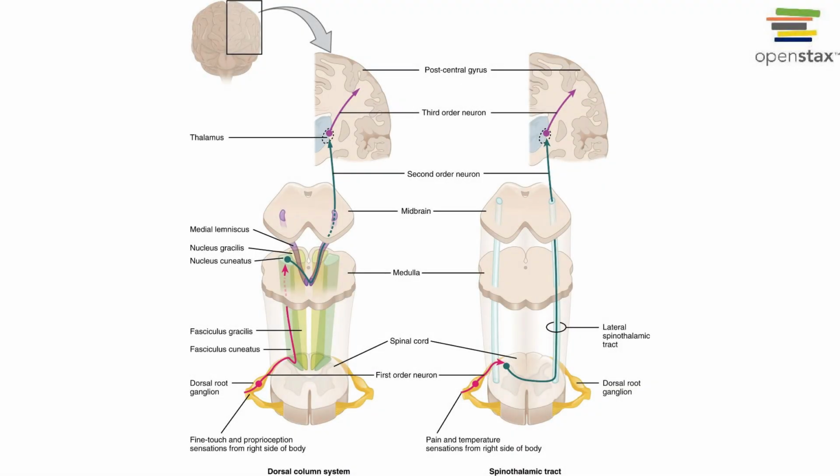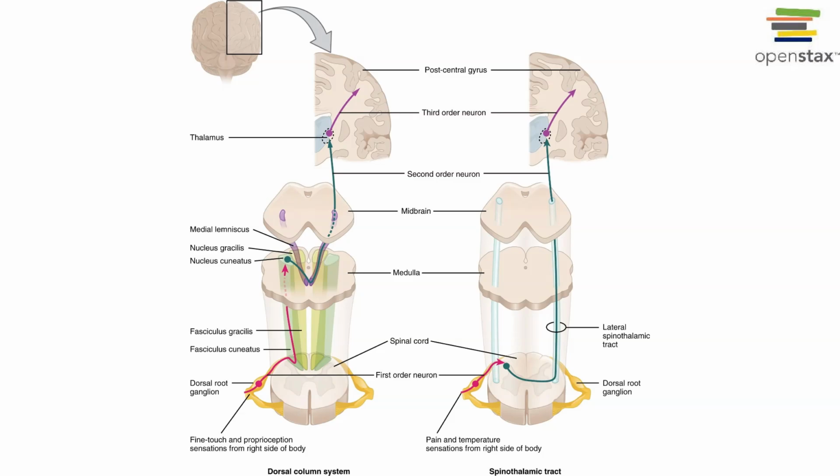Now let's switch gears to the ascending tracts, which carry sensory information from the body to the brain. Sensory pathways typically involve three neurons in sequence. First-order, primary afferent neurons are pseudo-unipolar neurons with their cell bodies located in the dorsal root ganglia. They receive input from sensory receptors and send action potentials into the spinal cord through the dorsal root.